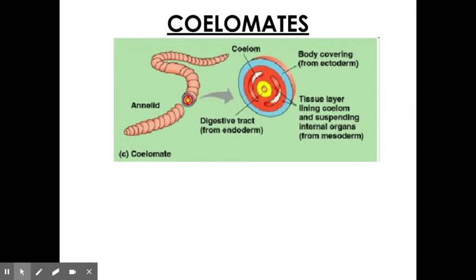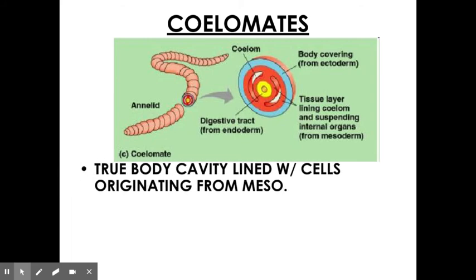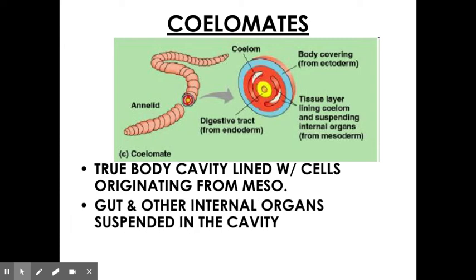And then finally we have coelomates. Coelomates have an actual true body cavity, and you can see from the diagram that yellow digestive tract or gut is surrounded by red muscle. And so the gut and other internal organs are suspended in a cavity, and that cavity is lined with cells that were, again, originally mesoderm cells way back in early embryonic development.